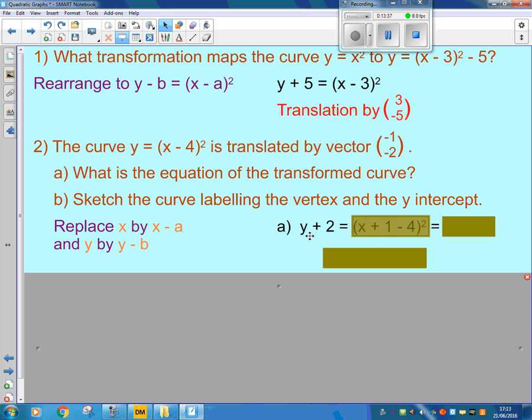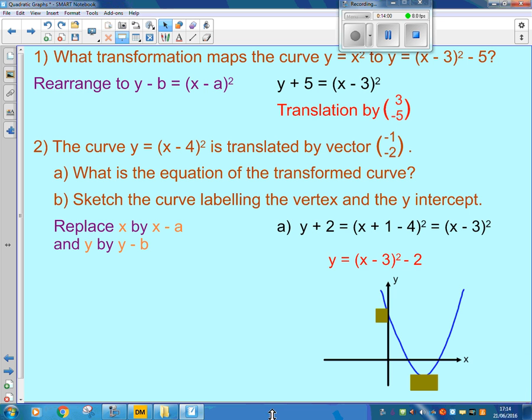So in the brackets you get x plus 1 minus 4 all squared. Well, that's the same as x minus 3 all squared, because plus 1 minus 4 is minus 3. So our equation is y plus 2 equals x minus 3 all squared. If I want to move the 2 across, I get y equals x minus 3 all squared minus 2.